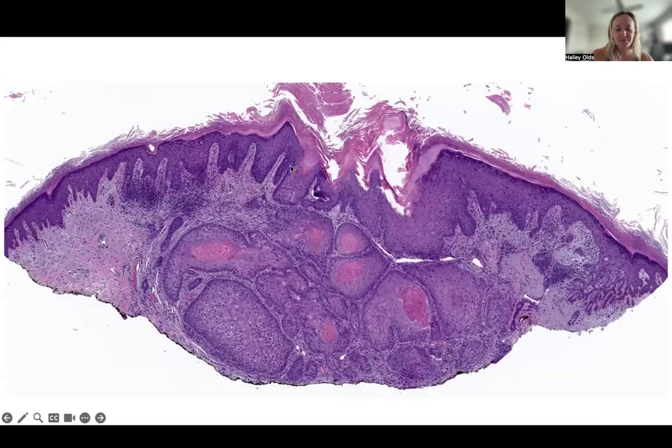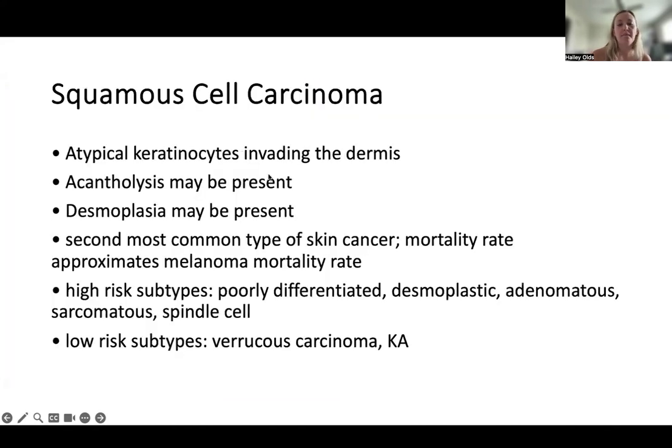Okay, so this one. Now we have a proliferation that's going off of the epidermis into the dermis, and you have these larger, more pink keratinocytes, and they're forming keratin, or it's keratinizing. You have some parakeratosis. So this one is squamous cell carcinoma. So you have atypical keratinocytes that invade into the dermis. There may be desmoplasia, which is basically fibrosis around it.